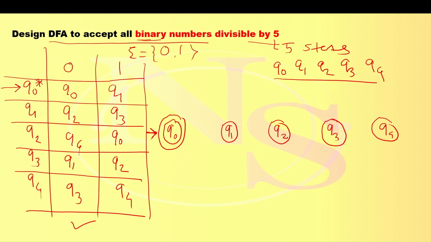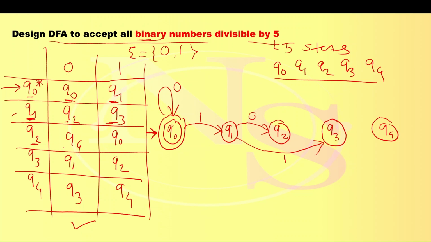It's very simple. Q0 reading 0 going to Q0. First give the transition for simplicity. Q0 going to Q0 for symbol 0, then give the label. Q0 going to Q1, but for which symbol? Symbol is 1. First row is completed. Second row: Q1 going to Q2 for 0, Q1 going to Q3 for symbol 1. Second row is also completed.